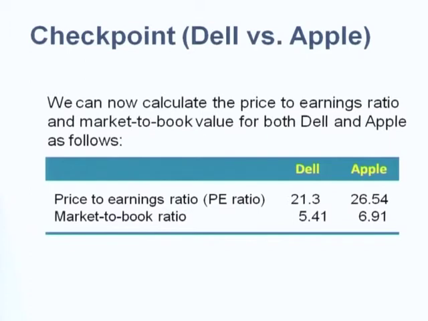And for the market to book ratio or PB ratio, Apple is better than Dell in terms of management, because of the higher market price, you get better wealth: 6.91 times, better than 5.41. But Apple is also more expensive than Dell in terms of investors. Okay.